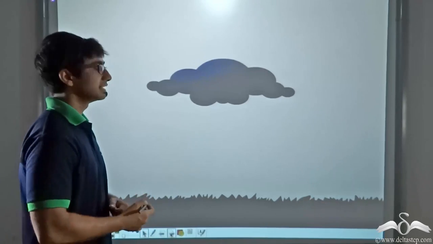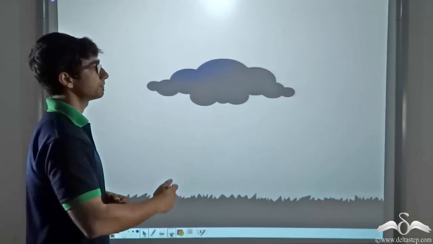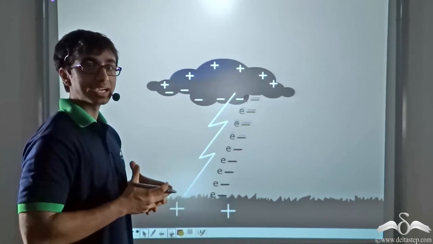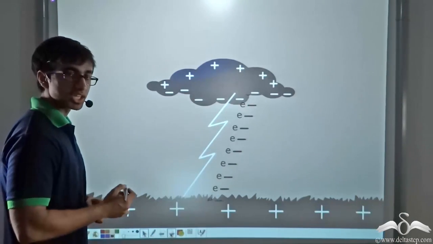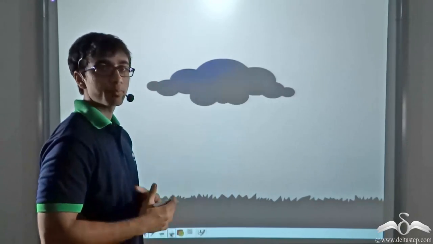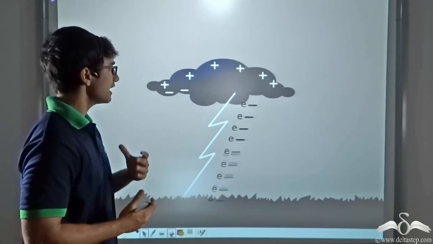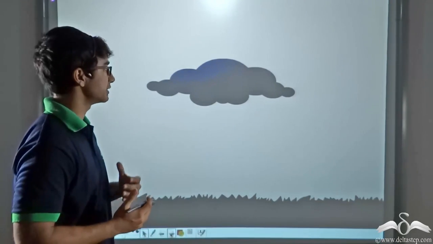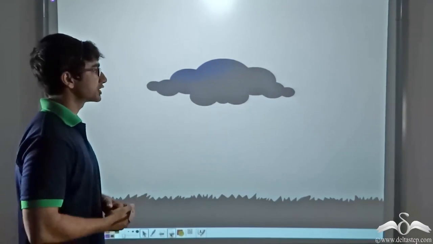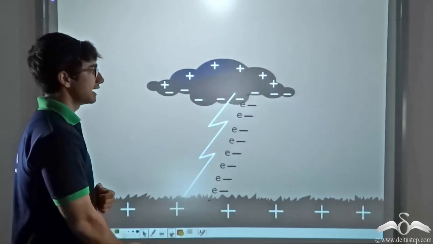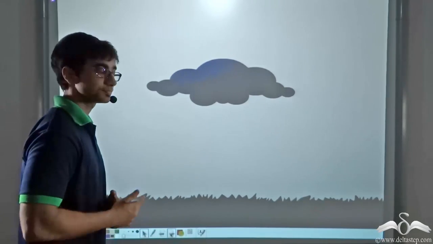So in case of a cloud, the negative charges are concentrated at the bottom and the positive charges are concentrated at the top. So there is a huge accumulation of negative charges at the bottom of the cloud. Due to this, it induces a positive charge on the surface of the earth. Now, positive charge and negative charge will obviously attract one another because unlike charges attract. And as a result, an electric discharge takes place. That is, from the cloud to the earth in the form of electrons. These electrons rush from the cloud to the earth, and it is this rush that we see as lightning and we subsequently hear as thunder.